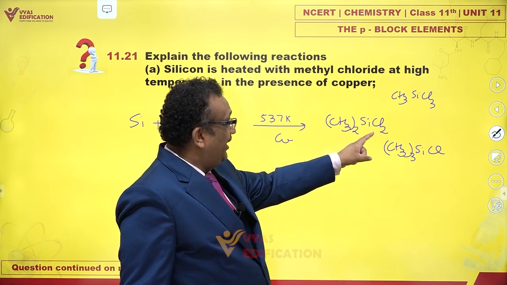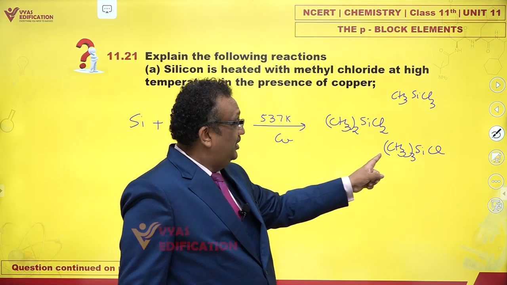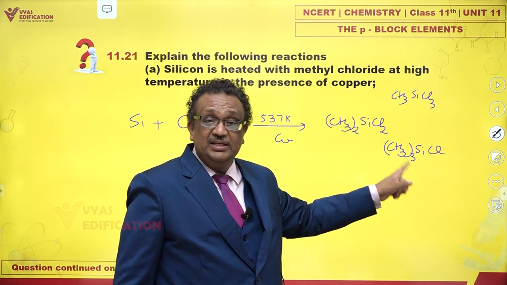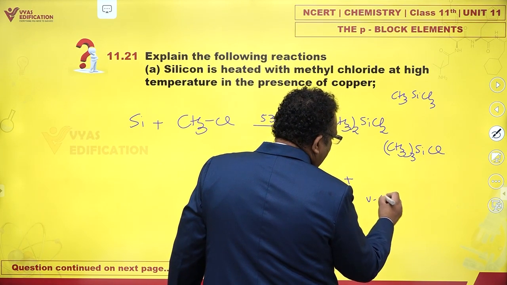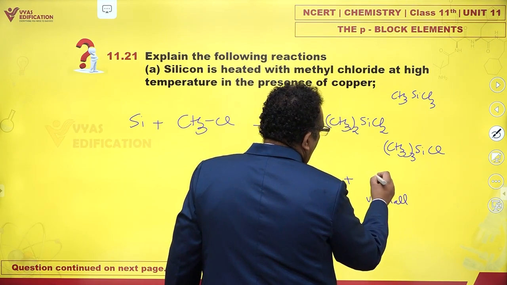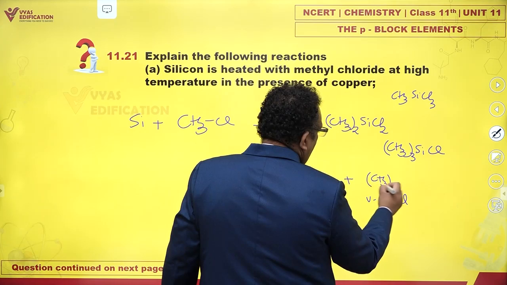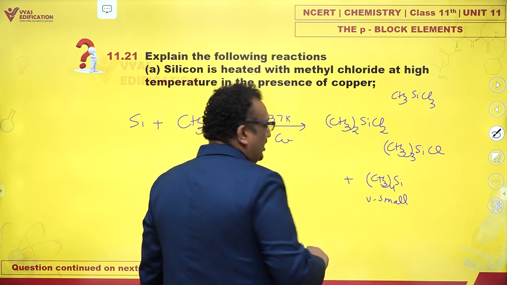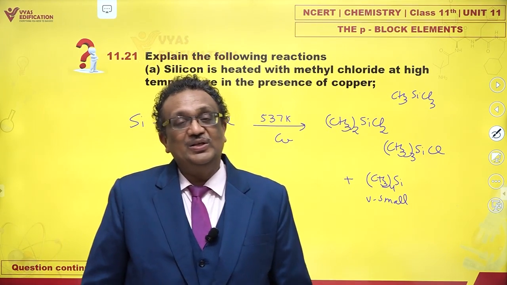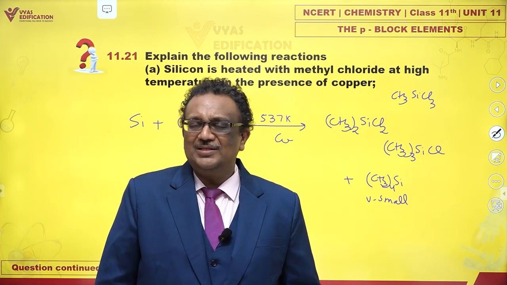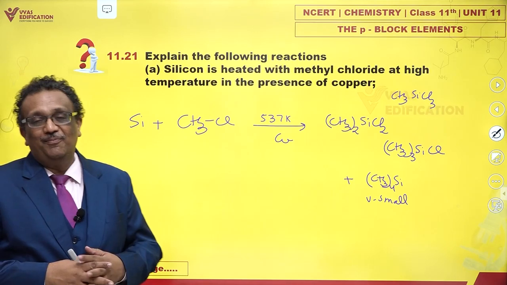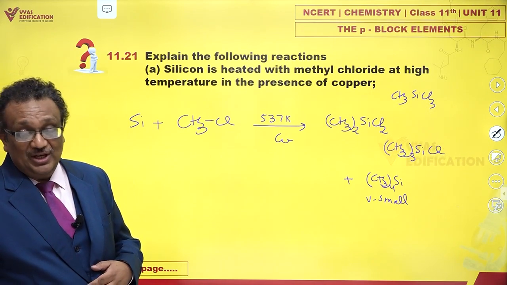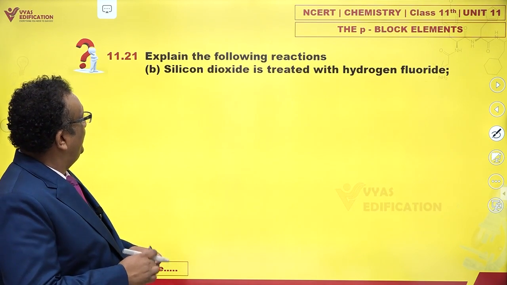Trichloro-methylsilane, dichloro-dimethyl-silane, chloro-trimethyl-silane, and you also get a very small quantity of (CH3)4Si, tetramethyl-silane as well. That is just a beautiful but arbitrary reaction. This is what happens on heating together silicon and methyl chloride.